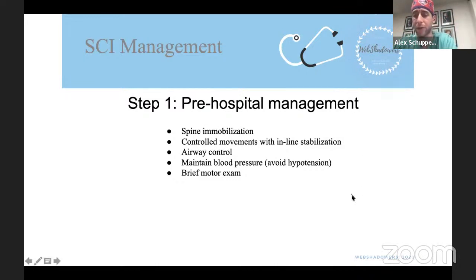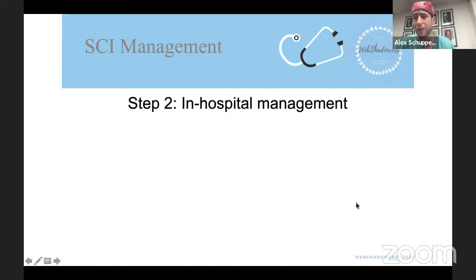Same like in traumatic brain injury, ABCs, airway, always the most important. If the patient is not protecting their airway, they don't need a spinal cord because they're not alive, right? Airway is the most important. Then maintain blood pressure, right? Circulation is very important as well. They have to be perfusing their spinal cord or there's no sense protecting it. Then you want to do a brief motor exam to understand what they can do and what they can't do initially.